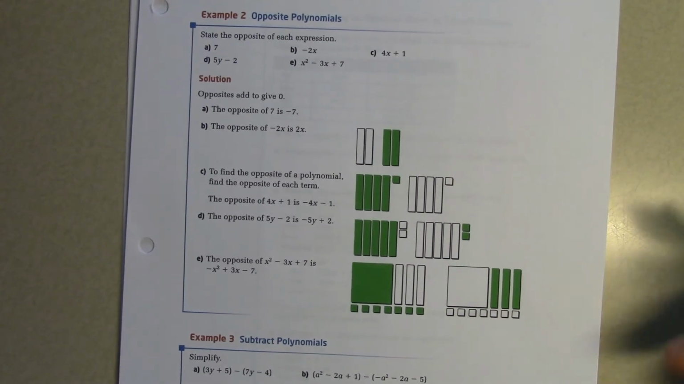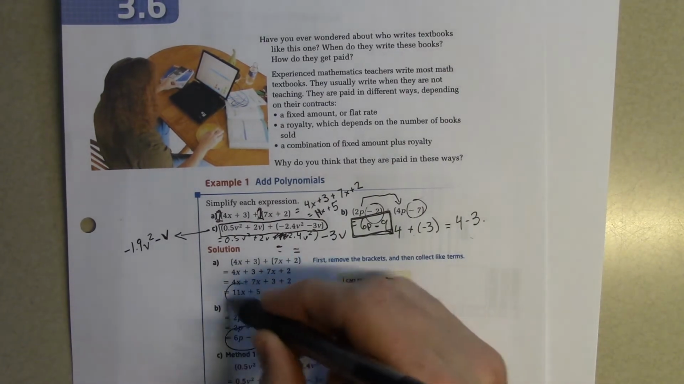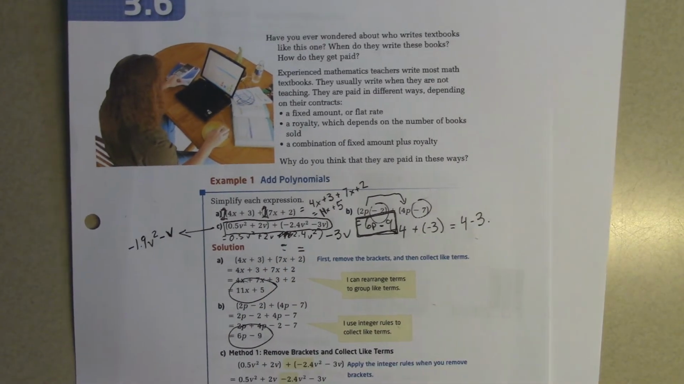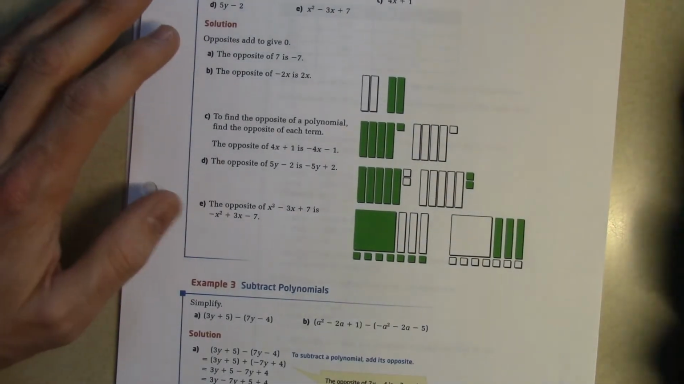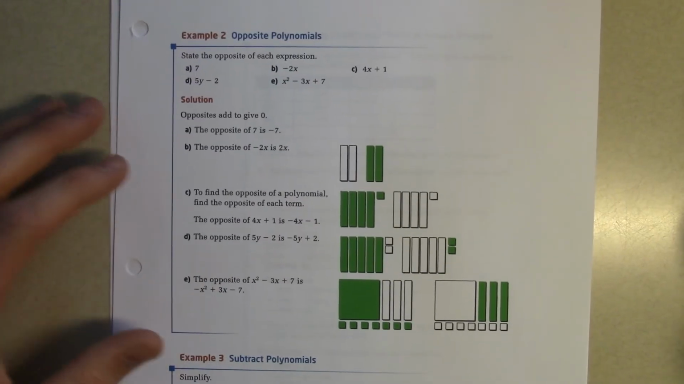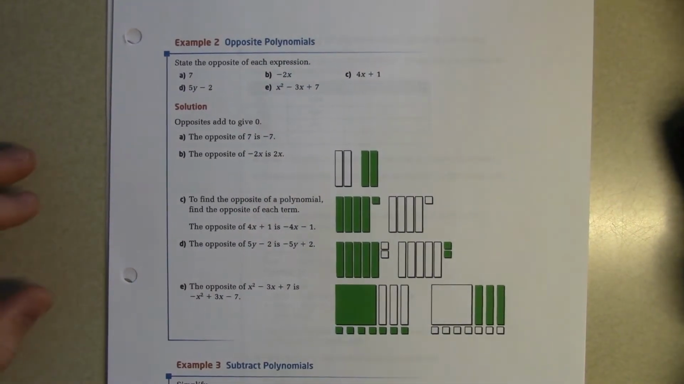Let's check those answers. They're here: 6p minus 9, 11x plus 5, and negative 1.9 v squared minus v. Next, we're looking at opposite polynomials. State the opposite of each expression.